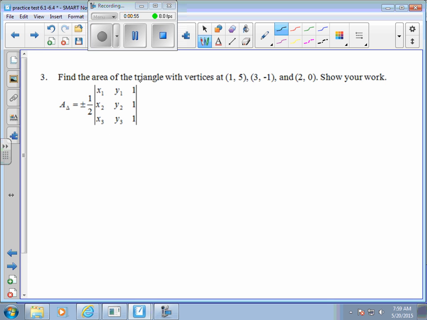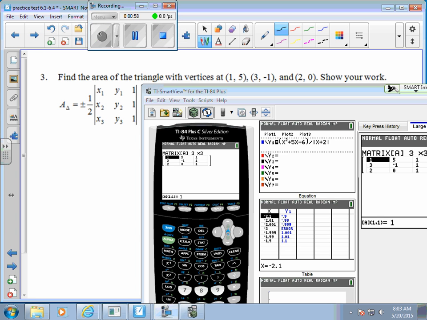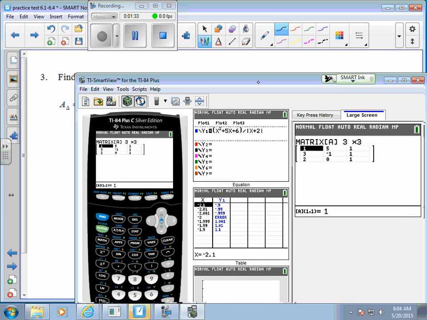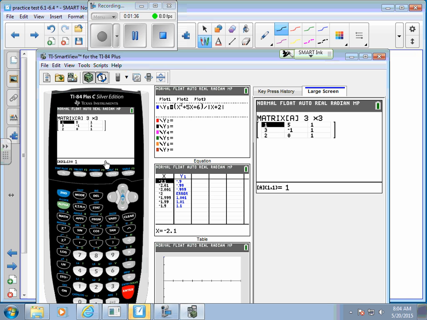Number 3. This one we're going to have to put into a matrix on our calculator. You see that we have the values from the points 1, 5. I have 1 and 5, and then I have 1 down the last. And then 3, -1 in the first columns, 1 in the last. 2, 0 in the first 2 columns, 1 in the last. And do you notice that it doesn't have the little lines here that make it a matrix? They're telling me that I want to do a determinant. That's what those straight lines mean.